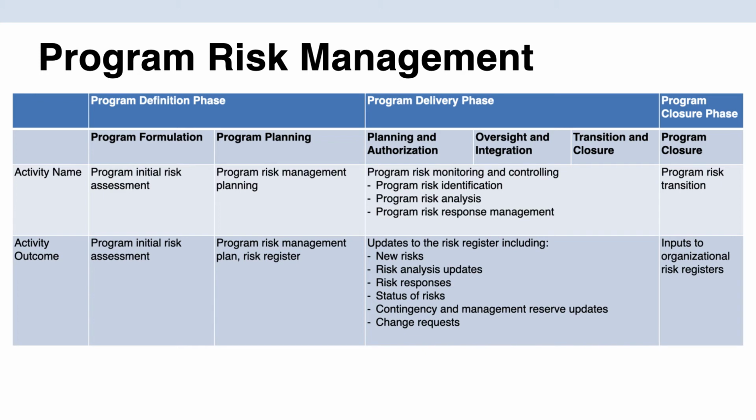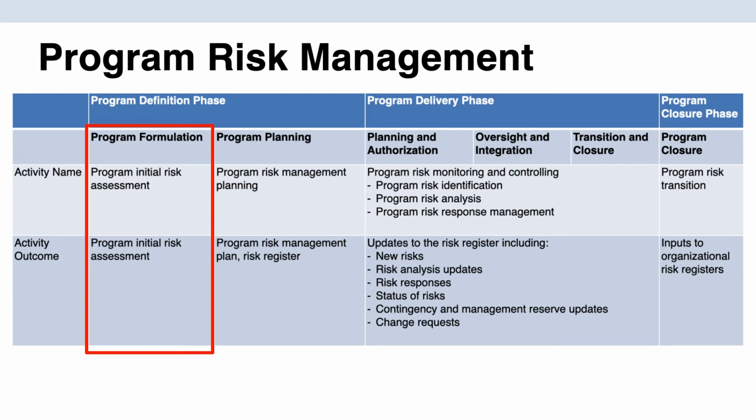Next, we move on to our next group, which is program risk management. The activities in this group are related to actively identifying, analyzing, monitoring, accepting, mitigating, avoiding, and closing out all program risk. So a risk is an uncertain event that may or may not happen in the future. Let's take a look now.